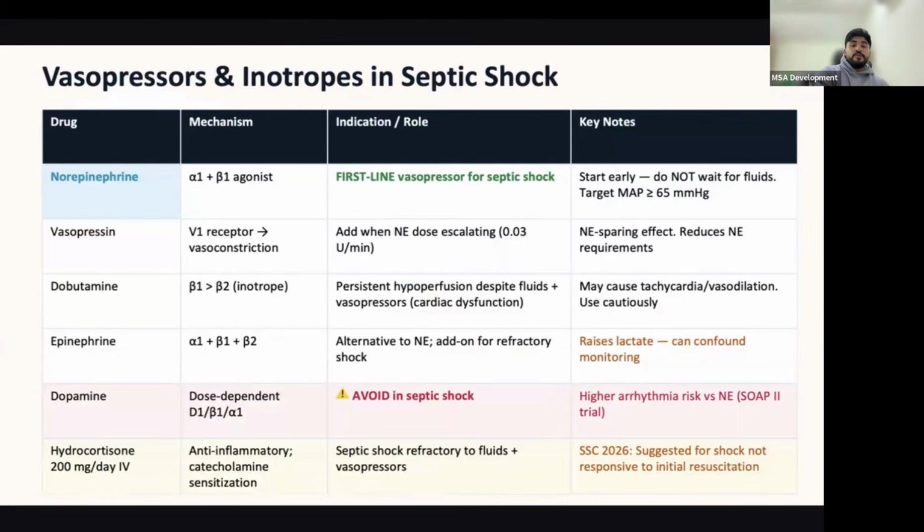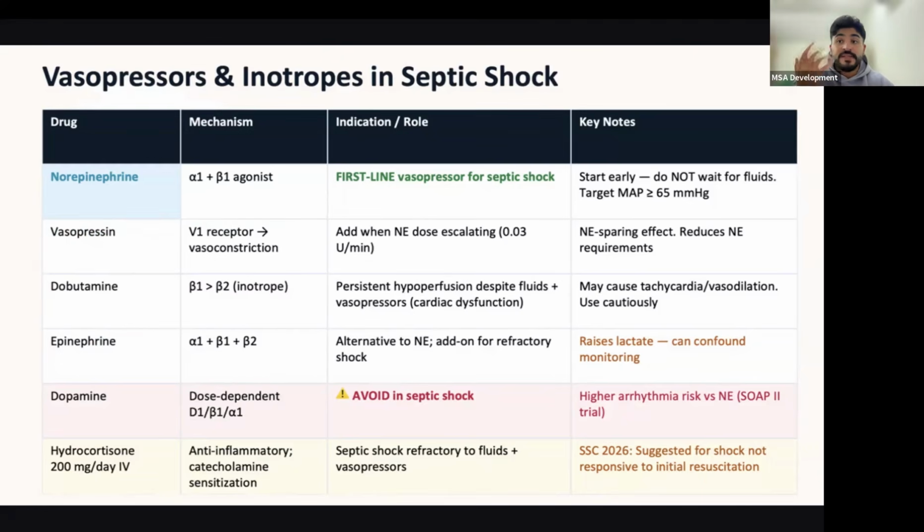Now, vasopressors and inotropes in septic shock. First line vasopressor for any septic shock is norepi. Do not wait on fluids. Immediately give norepi. That's something you guys want to know. That's number one. Okay. Then you have dobutamine. Oh, actually, let's go through all of them. Vasopressin. You will give vasopressin when you're giving norepi and escalating the dose of norepi.